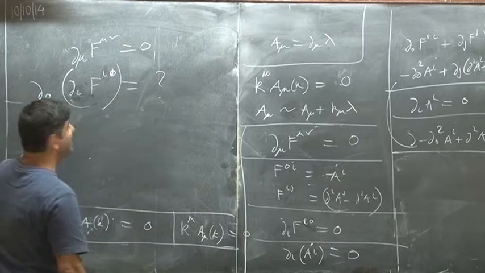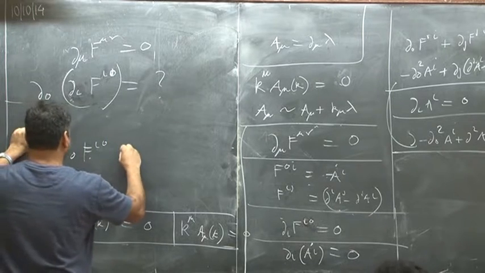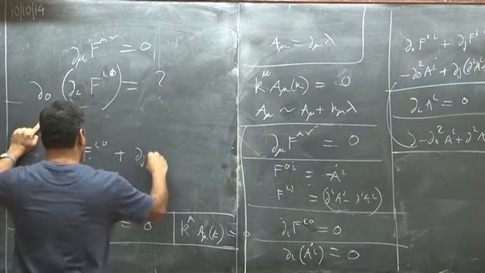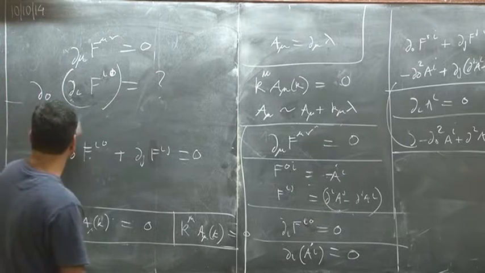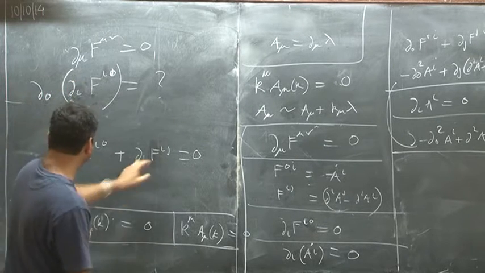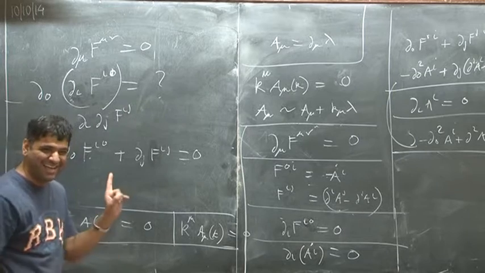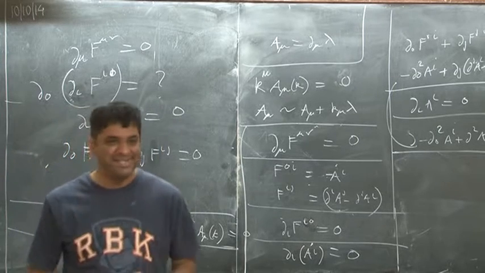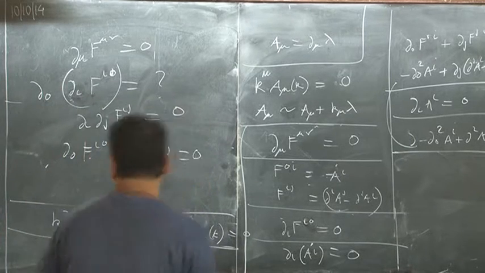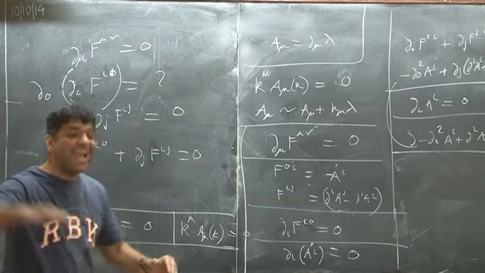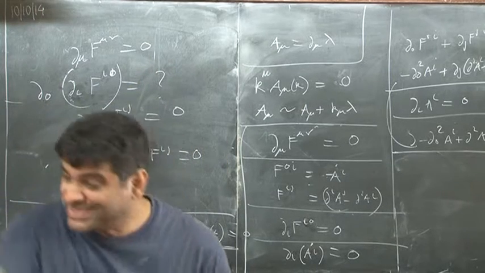Fine. But what do we know from the dynamical equations? From the dynamical equations, we know that del 0 F^{i0} plus del j F^{ij} is equal to 0. So we can replace this: we take this term and replace it by this, and then you're good. What did we prove? We proved that whether or not we impose the constraint equation, this constraint object is left invariant by the dynamics. Therefore, if we impose it to be 0 at one time, it will always stay 0.